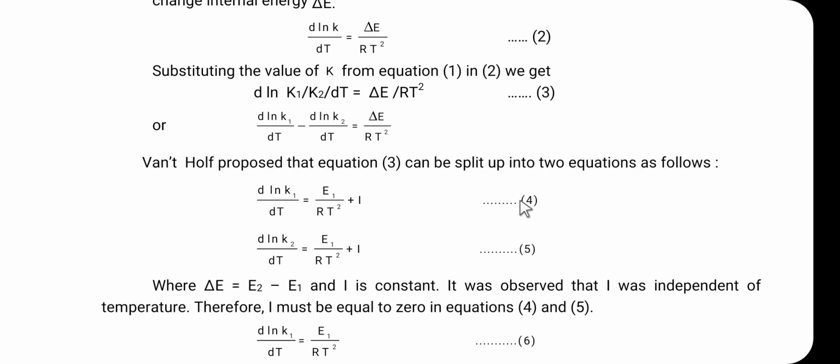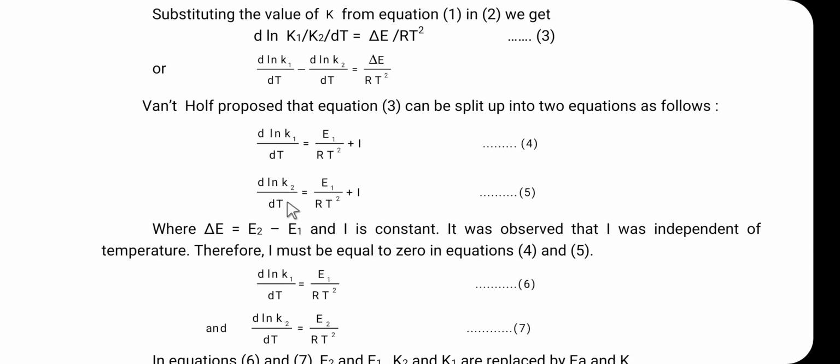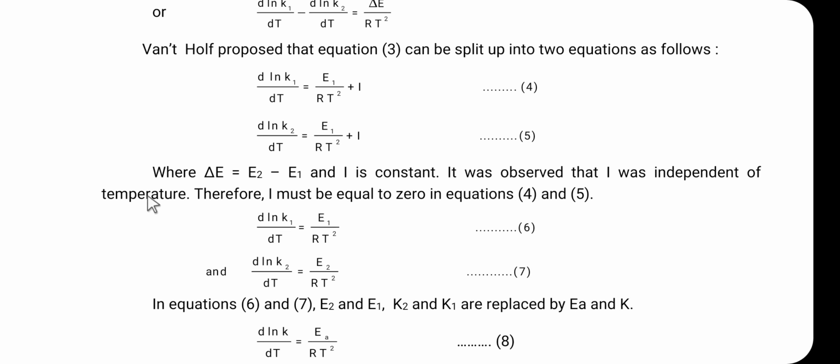This is equation number 4. Here d ln k2 by dt is equal to, here there is an E1, actually it is E2, so E2 upon RT square plus I. This is equation number 5, where delta E is equal to E2 minus E1, where I is the constant, and it was observed that I was independent of temperature. Therefore, I must be equal to 0 in equation 4 and equation 5.